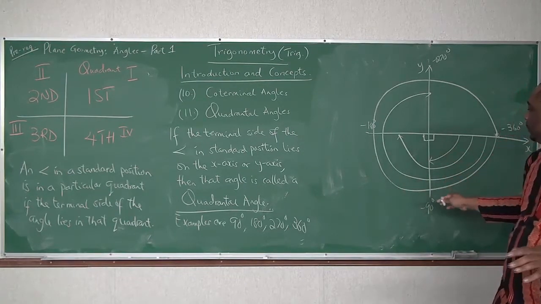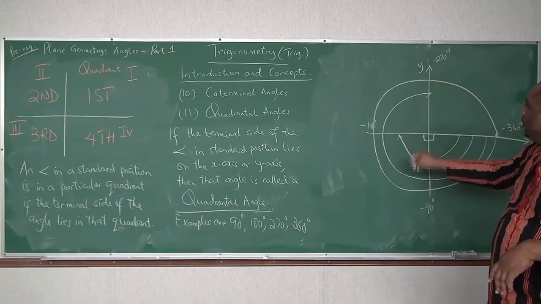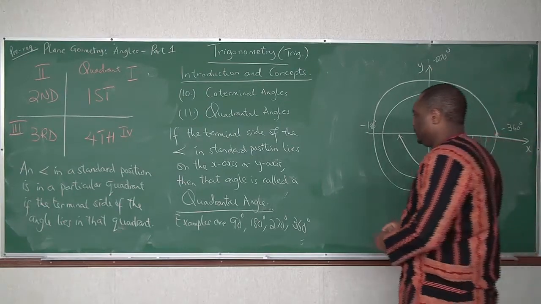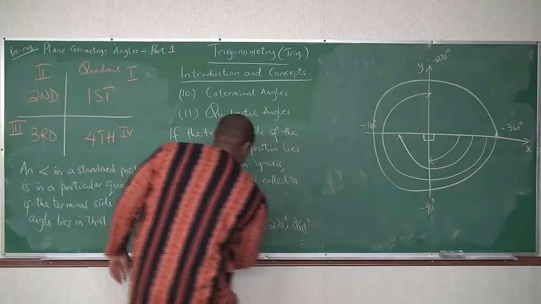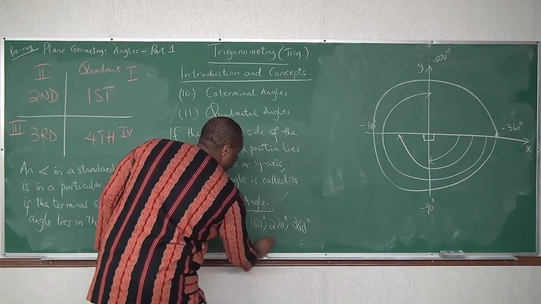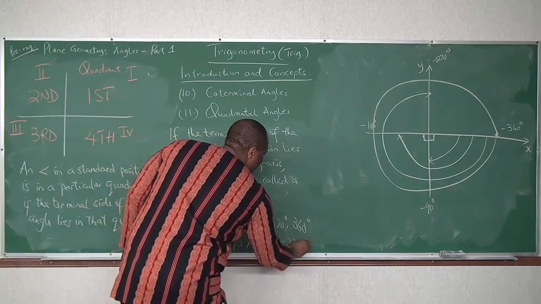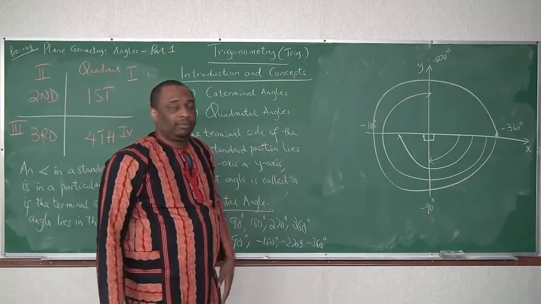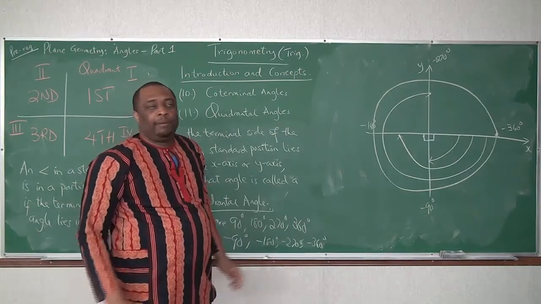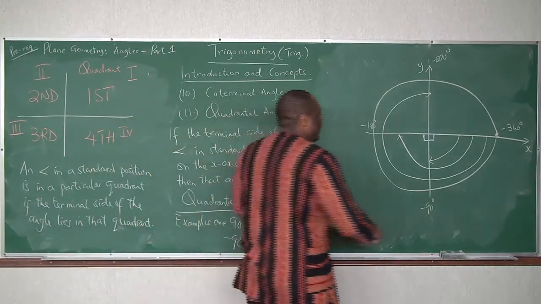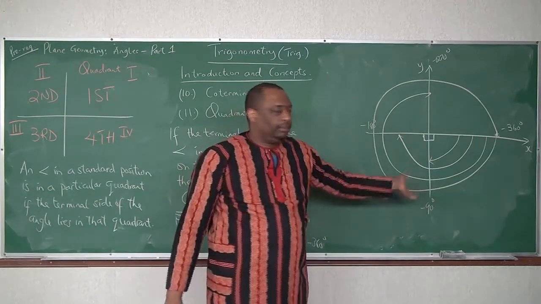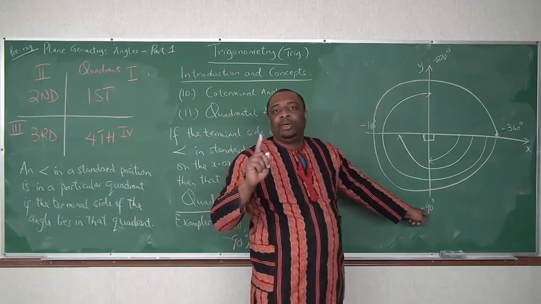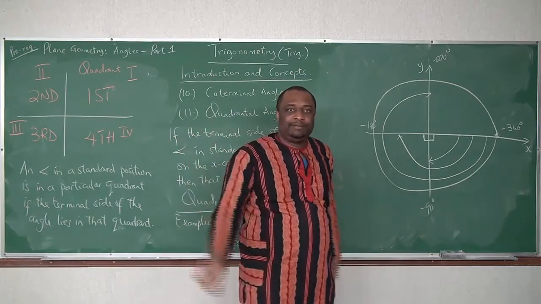But I want to say something. This kind of tells you, with counterclockwise, you had it this way. So you have negative 90 degrees, negative 180 degrees, negative 270 degrees, negative 360 degrees, and more. As we go on, you will see more that are quadrantal angles, provided they lie on the axis. Before we end, this will bring us to coterminal angles in the next video.